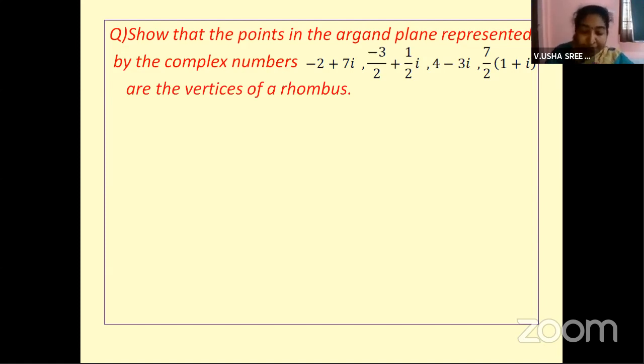Now, before we get into the problem, let us try to talk something about rhombus. What is the speciality of rhombus? Can anyone tell that?